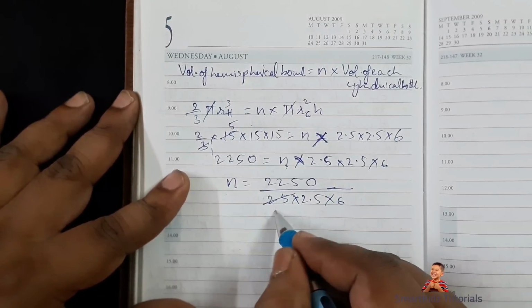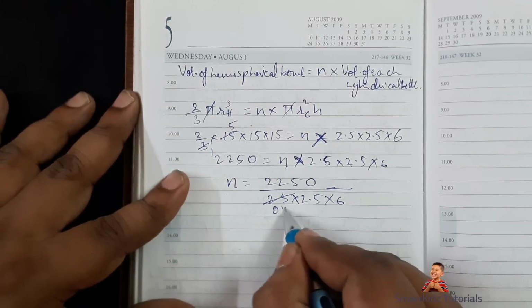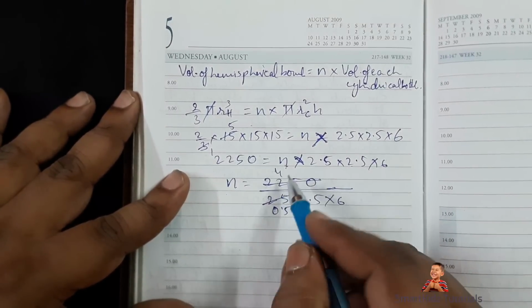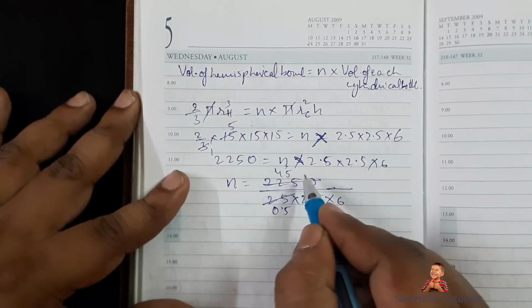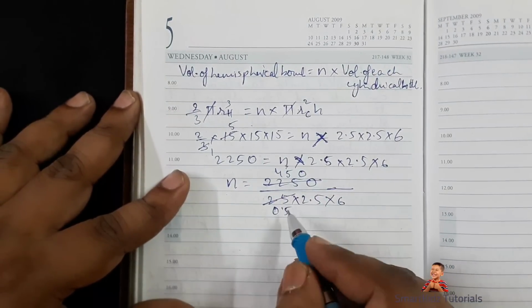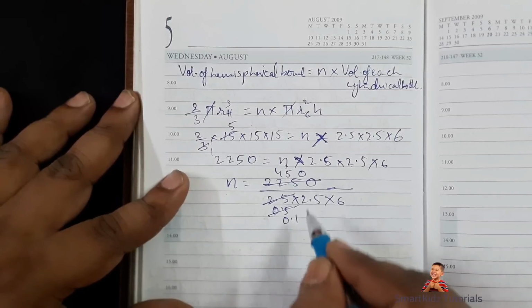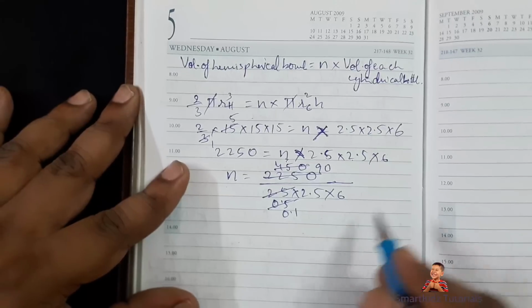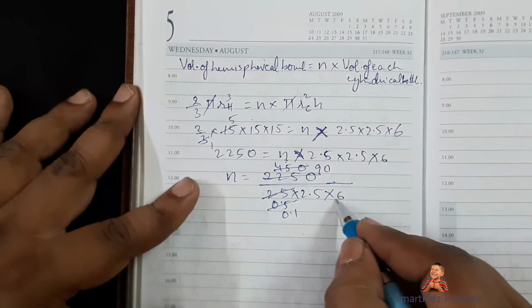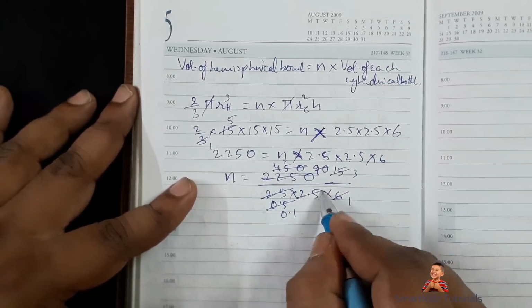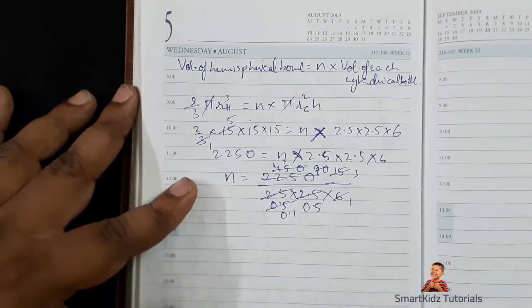So, dividing by 5 step by step: 5 fours are 20, 5 fives are 25, 0. Next, 5 nines are 45, 0. Again 6 ones are 6, 5 threes are 15, 5 fives are 25.